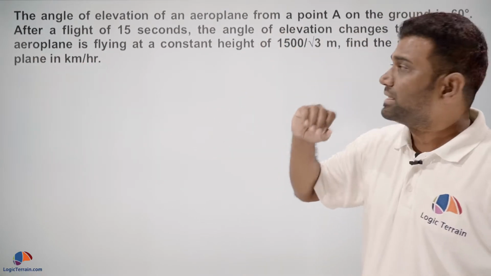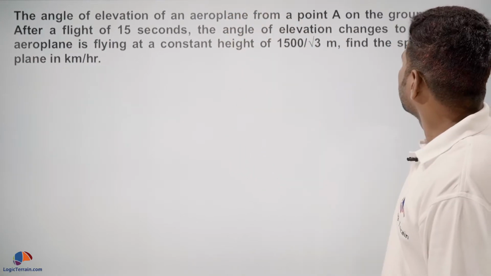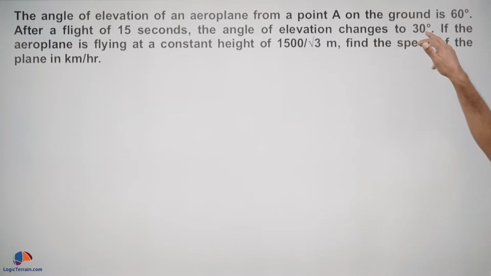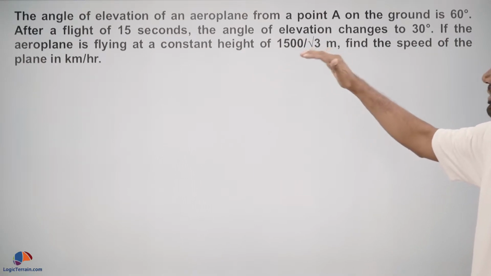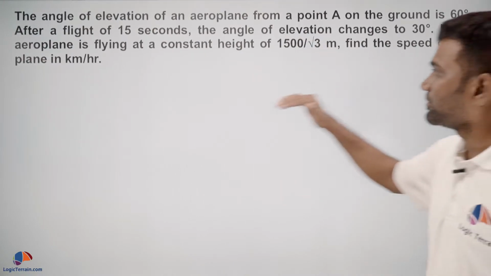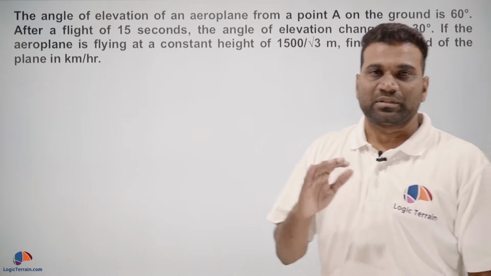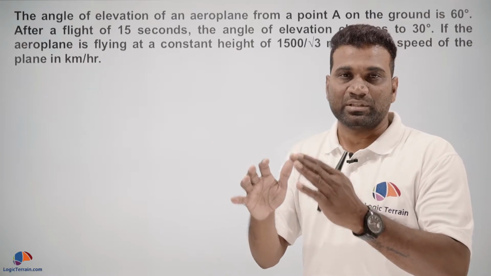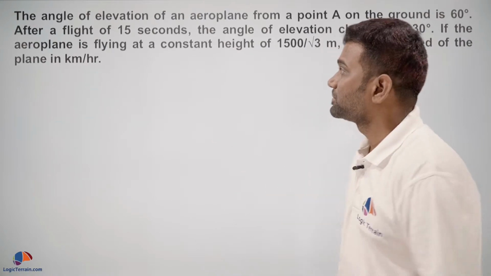It was observed that the angle of elevation from a point A initially was 60 degrees, and after 15 seconds of travel, the angle of elevation changes to 30 degrees. This is the given information. From this we need to find the speed of the plane. So for that, let us try to interpret this information in a rough diagram for more readability.